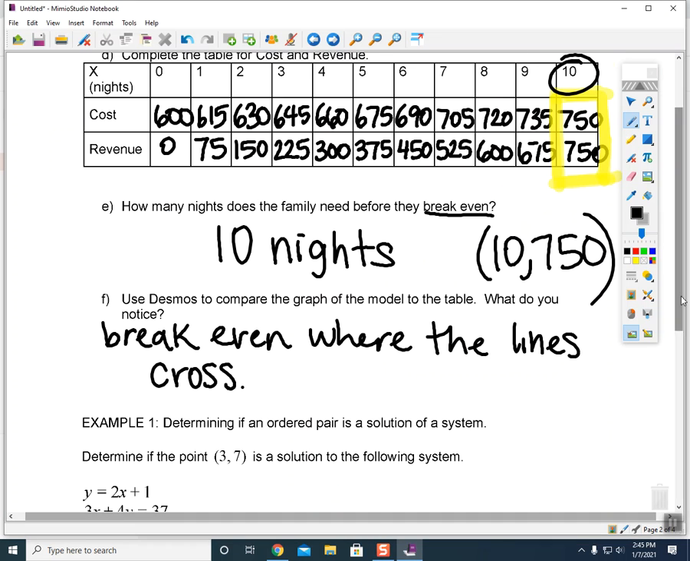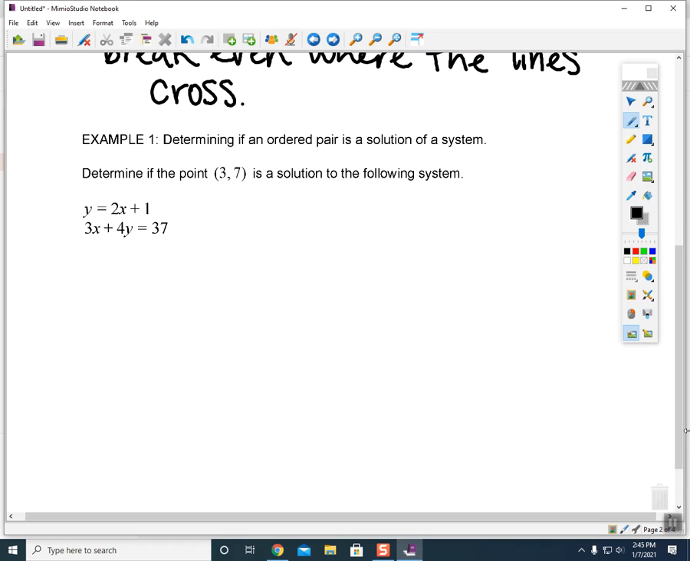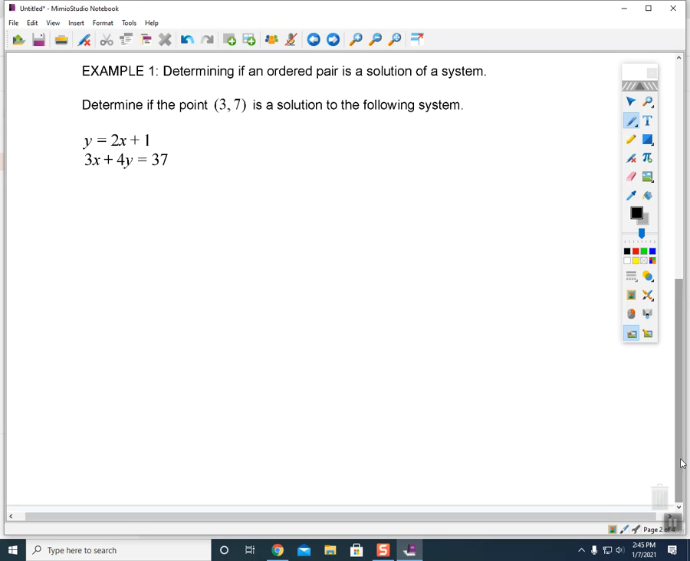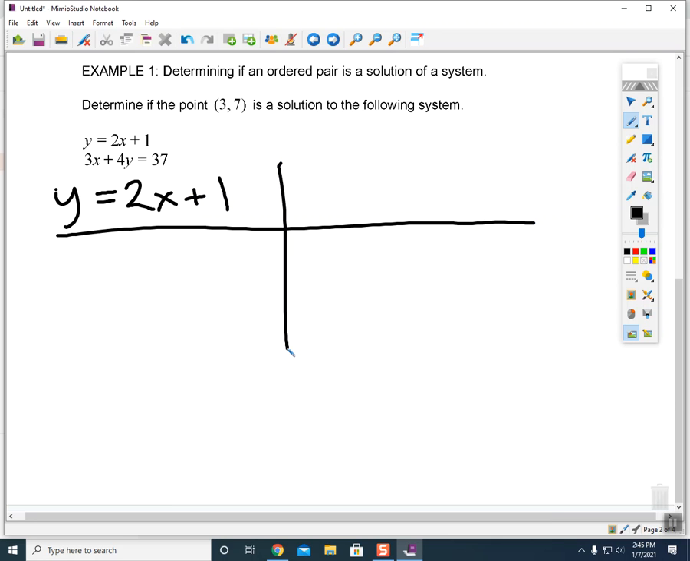Okay, so this next part is asking us if a certain ordered pair is a solution of the system. So I have the system of equations. I have the ordered pair (3, 7), and I need to figure out, is this a solution to the system of equations? I have the equation y equals 2x plus 1, and then I also have the equation 3x plus 4y equals 37.